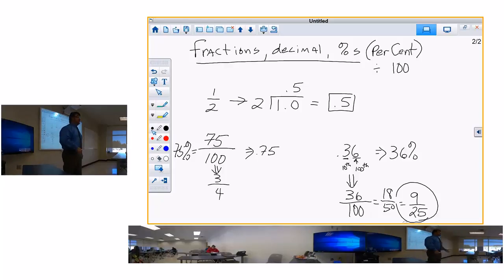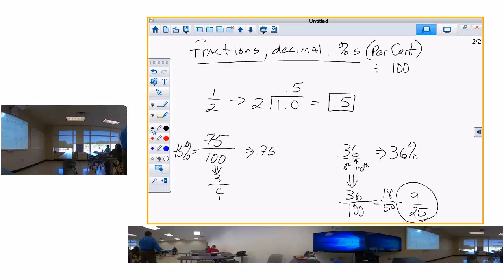So that's the three conversions: fractions, decimals, percents. So if there's anything on the board that you don't understand, we need to go over it now. Okay, like I said, that's kind of a review. That's the first part.